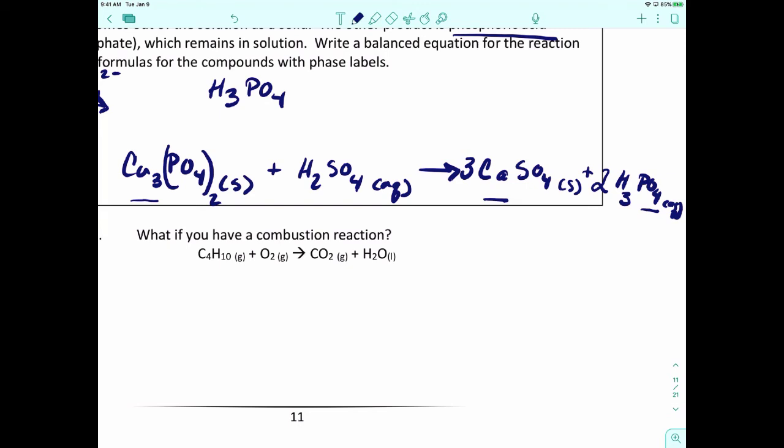Now that's going to throw off the hydrogens. 2 times 3 is going to give us 6. So you've got 6 hydrogens on the right, 2 on the left. So I need to multiply H2SO4 by 3. So that gives us 6 hydrogens, and that also gives us 3 sulfates. You've got 3 sulfates on the right, and so that's your balanced chemical equation.